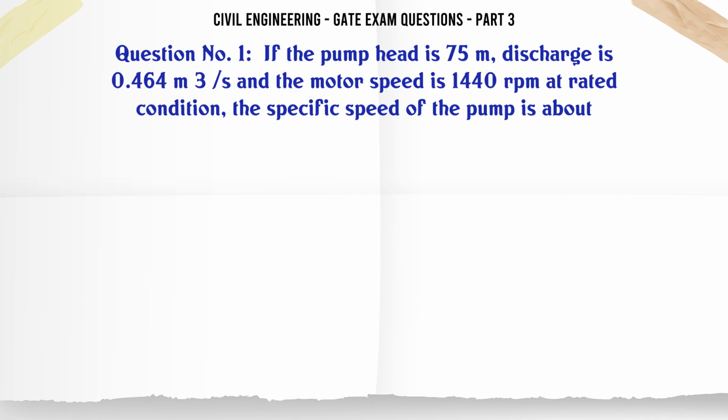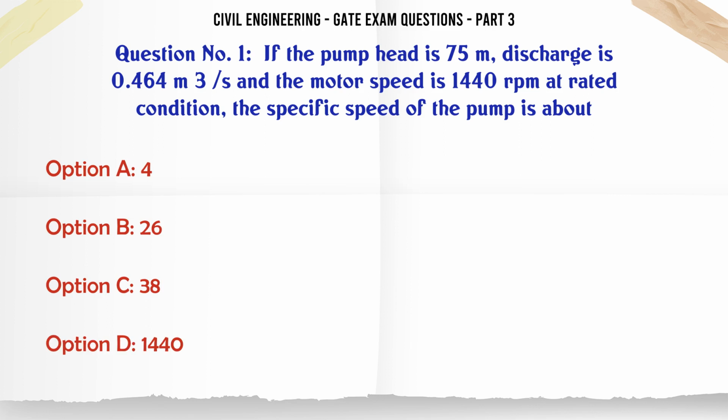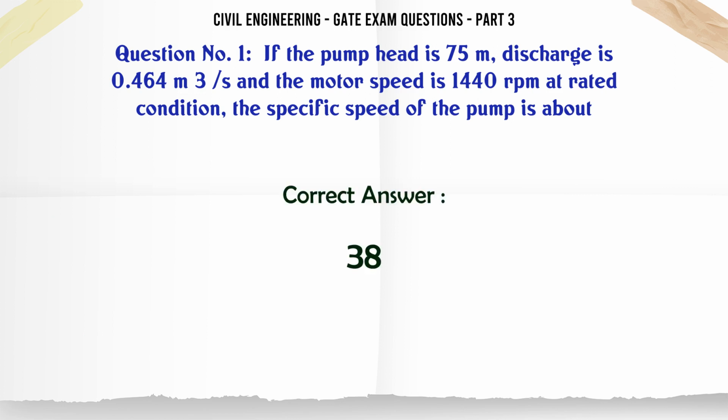If the pump head is 75 m, discharge is 0.464 m³/s and the motor speed is 1440 rpm at rated condition, the specific speed of the pump is about A. 4, B. 26, C. 38, D. 1440. The correct answer is 38.